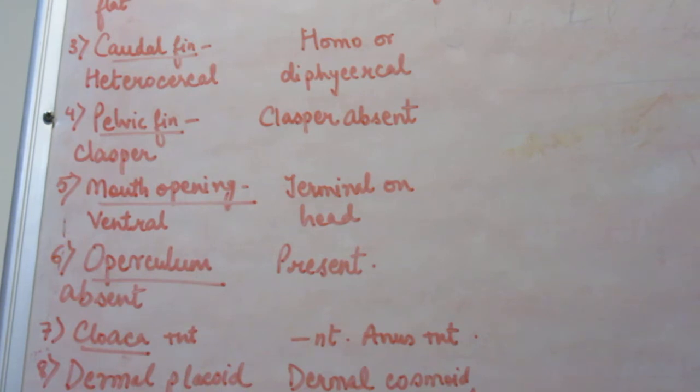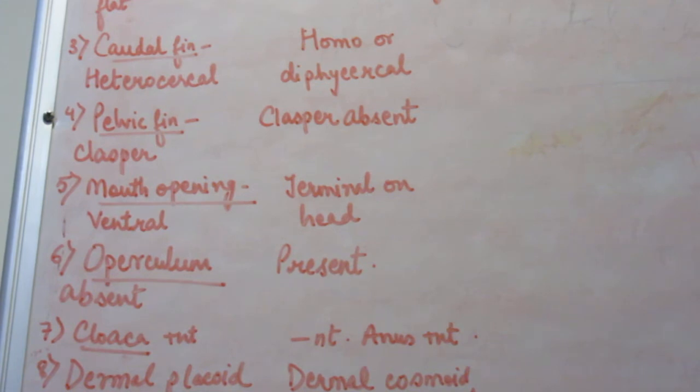Operculum is the covering which covers the gills, and it is present in O. Then in the C, cloaca is present. Cloaca is a common opening for alimentary, urinary and the genital products, but in Osteichthyes the cloaca is absent and instead the anus is present.